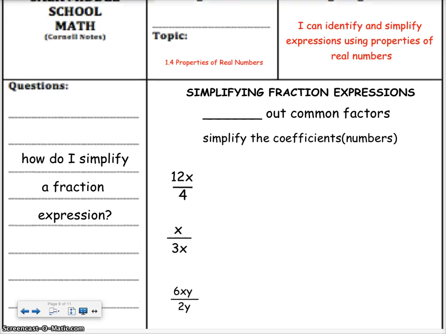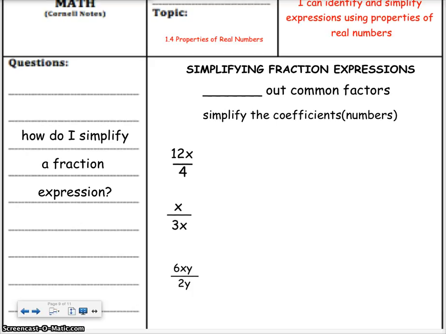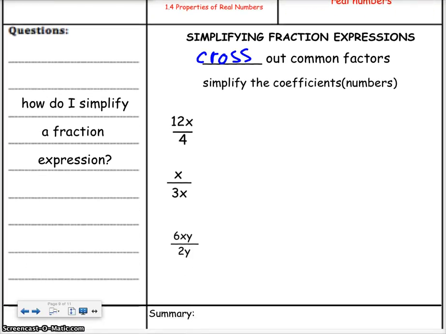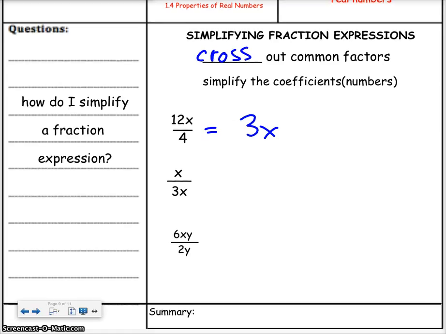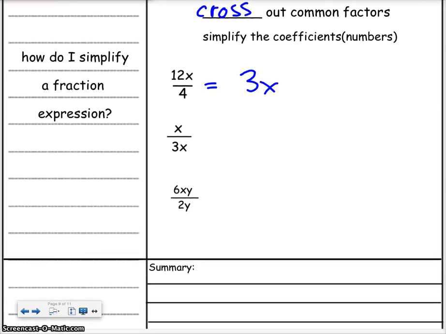Simplify fraction expressions is the next application of properties. You want to cross out common factors. You did this as 7th graders. It's one of the fun lessons as a 7th grader. So if I have 12x over 4, what's 12 over 4? 3. You just put 3x. If I have x over 3x, what can I do with the x's? You can cross them out, right? Because if I have 5 over 5, that crosses out, doesn't it? And turns to 1.